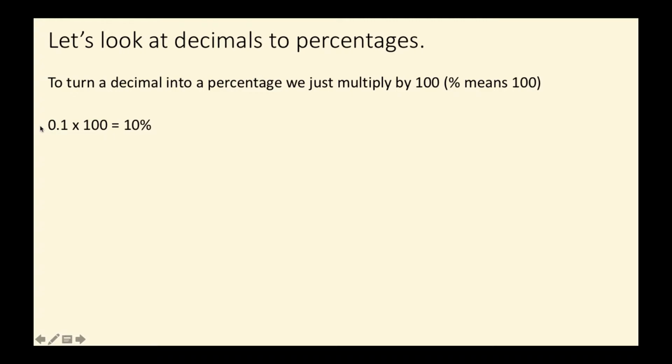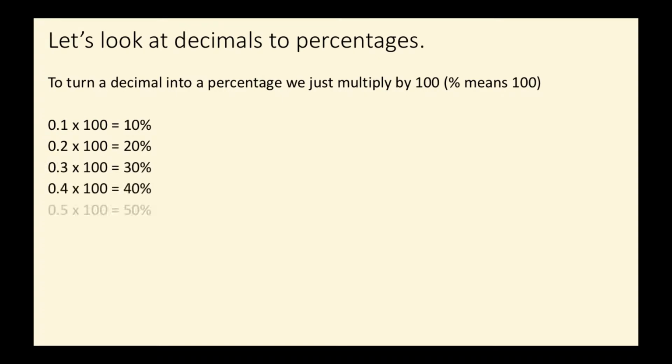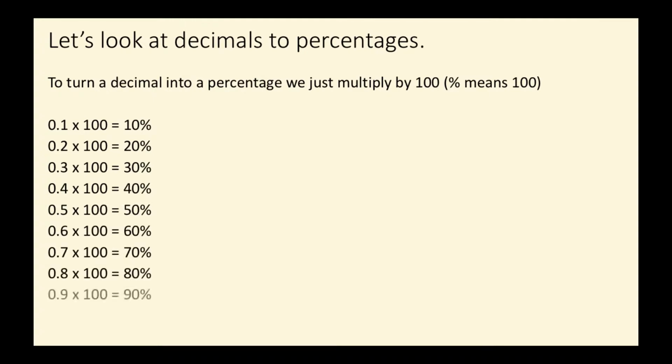So if we do that to every decimal we come across, we just multiply it by 100 and it tells us what it is as a percentage. That's a great thing to remember or to write down. Any decimal we find, to turn it into a percentage, we just multiply it by 100. 0.2 times 100 is 20%. 0.3 times 100 is 30%, and so on and so forth. And 1 times 100 is 100%.